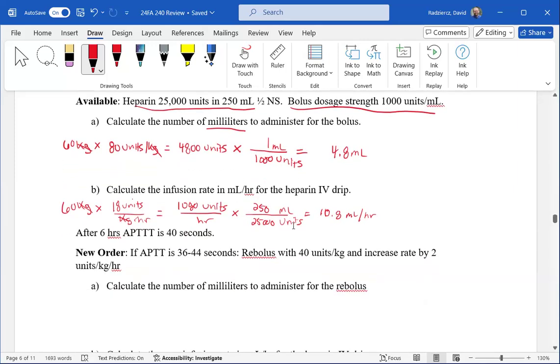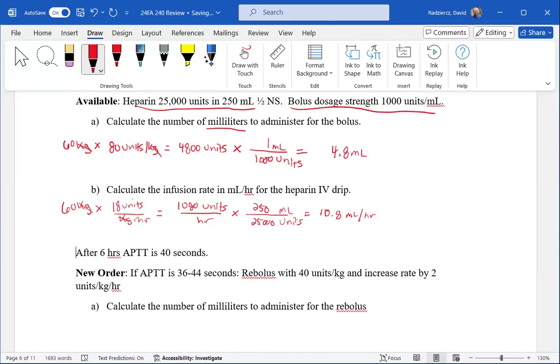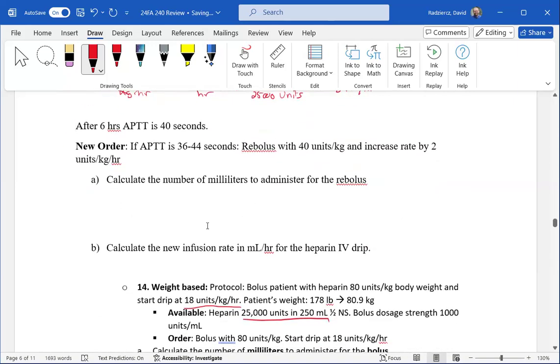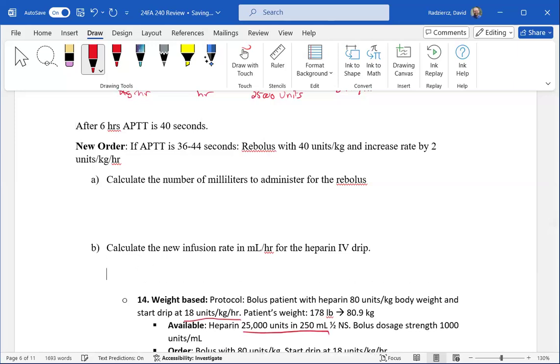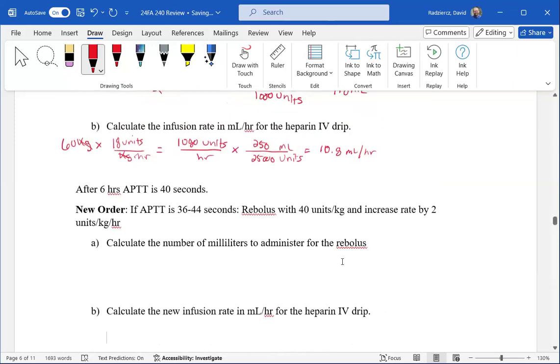You may also see where they revisit the APTT. There's too many T's there. We revisit the patient's clotting time, and we look to see what happens with that, and then if we need to make some adjustments. And then it tells us to rebolus with 40 and then to increase the rate by 2. And so in order to do that, we're just going to take our same patient, same weight. So they still weigh 60 kilograms.